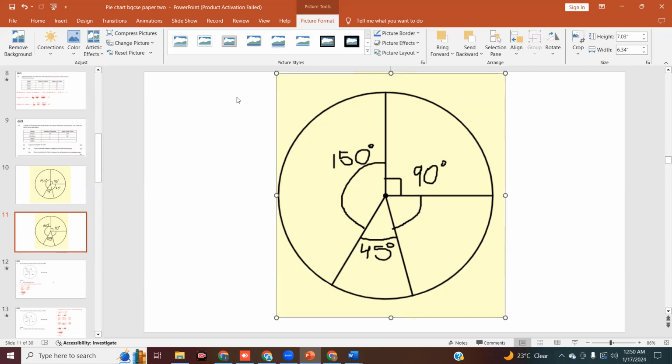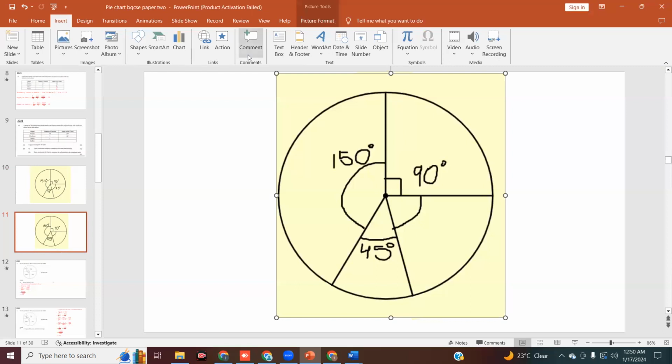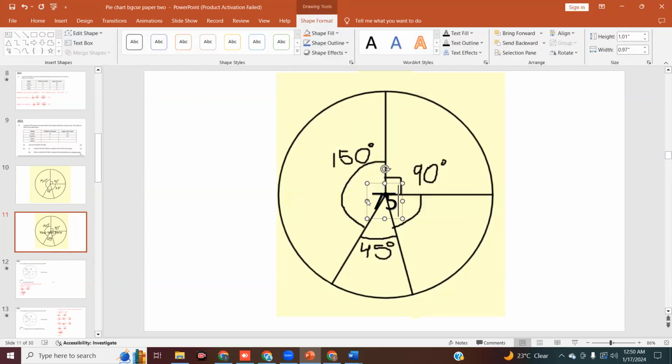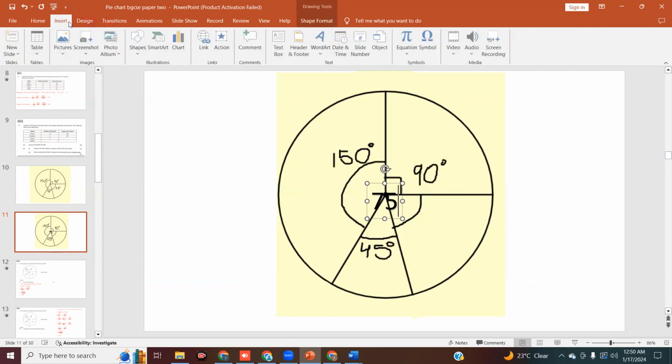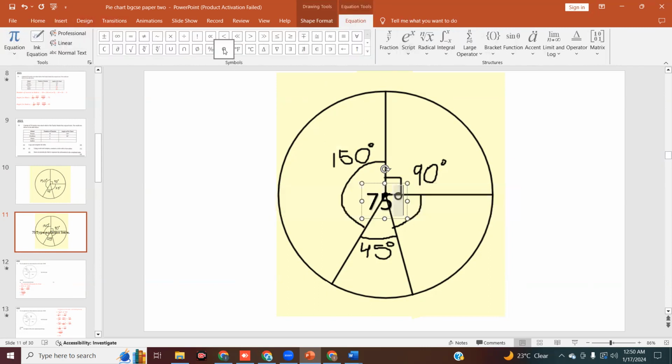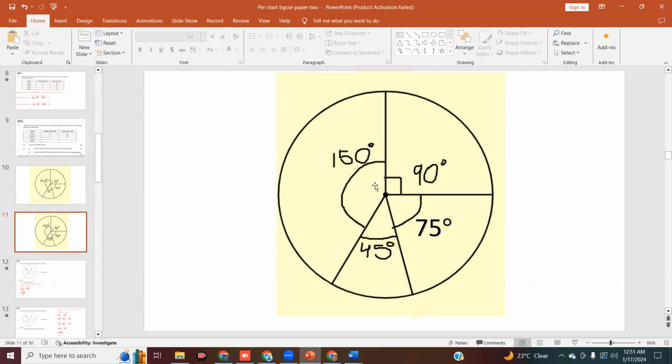Right, so let's put 75 in now. So this is going to be 75 degrees, with the degree sign. Insert. And the degrees. Okay, good, perfect. So let's put 75 degrees right here, much better. Okay, so this is a completed one. The only thing we need to do is put the labeling now.